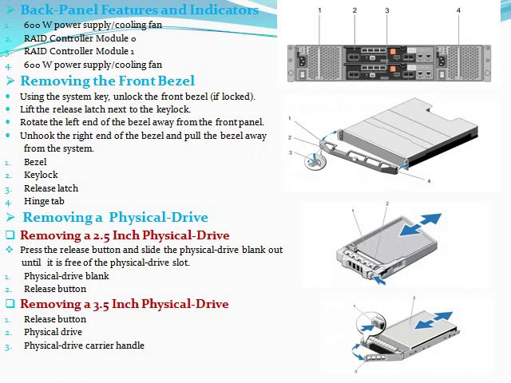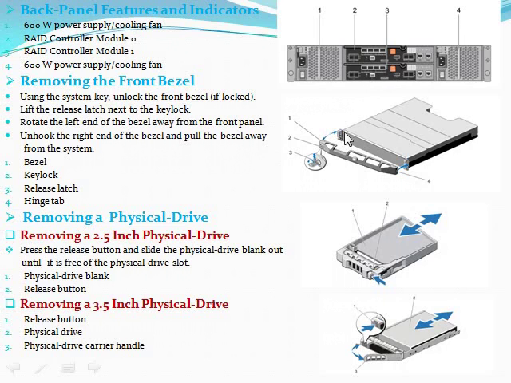Now come to the back panel features and the indicator. Here I marked the back panel, the rear view of the back panel. First one is the power supply, 600 watt power supply and cooling fan module, first and fourth, and here 2 and 3 are the RAID controller module 0 and RAID controller module 1.